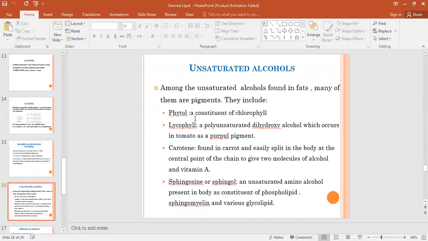They include phytol, a constituent of chlorophyll; lycopene, a polyunsaturated dihydroxy alcohol which occurs in tomato as a red pigment; and carotene, which is found in carrot and is split in the body at the central point of the chain to give two molecules of alcohol and vitamin A. Sphingosine is another example of an unsaturated alcohol. Sphingosine, or sphingol, an unsaturated amino alcohol present in the body, is a constituent of the phospholipid sphingomyelin and various glycolipids.